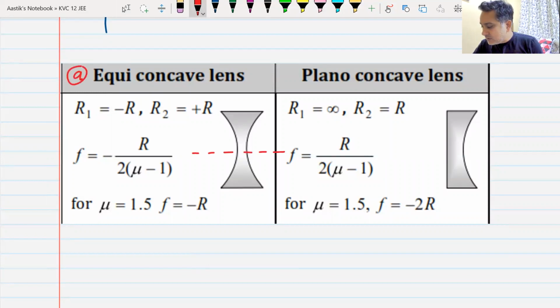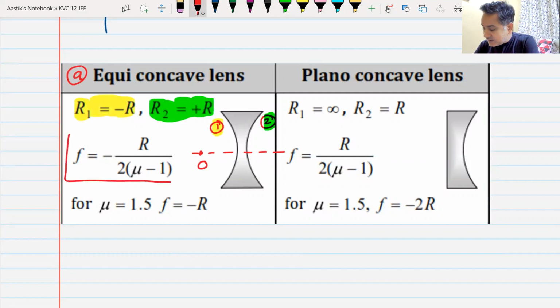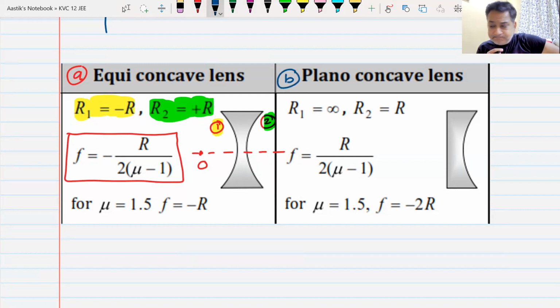If I draw a line and place an object here, this is surface number 1, this is surface number 2. Surface number 1, as you can see, is negative. Surface number 2, as you can see, is going to be positive. Effectively, you will get the focal length in this fashion and it will come out as negative. Do we understand this? Yes, sir.